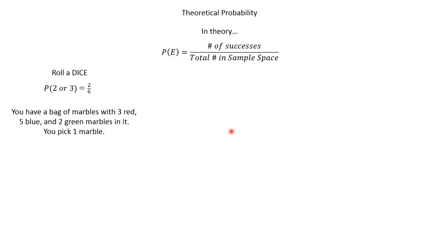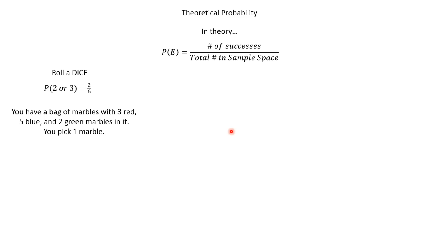So we have a bag of marbles, 3 red, 5 blue, 2 green. You pick 1 marble. First of all, the sample space. The sample space here is, if you pick 1 marble, what are the possible things that could happen? You could get a red, a blue, or a green. So the sample space would just be red, comma blue, comma green. We don't need to repeat the colors a whole bunch of times. It's just red, blue, green. Because if you draw a marble, those are the things that could happen.